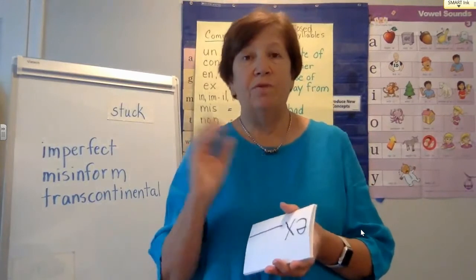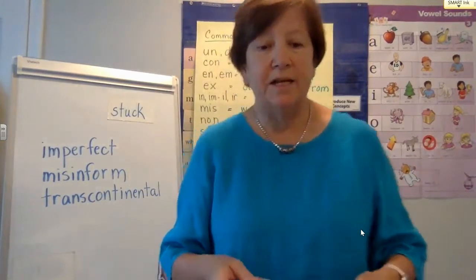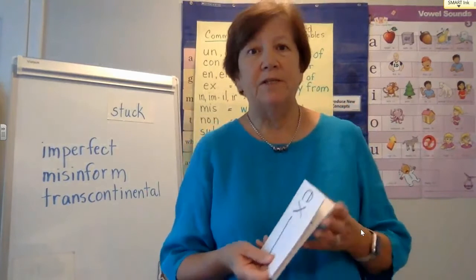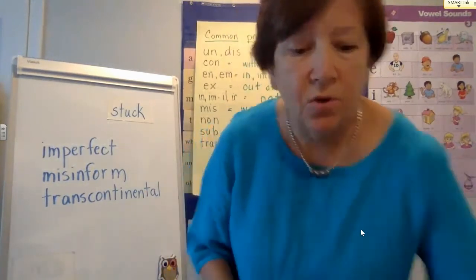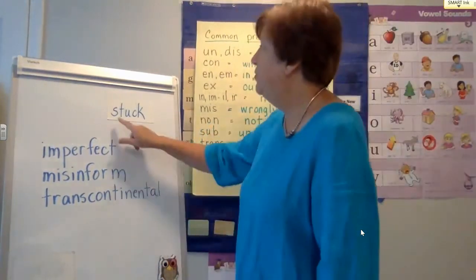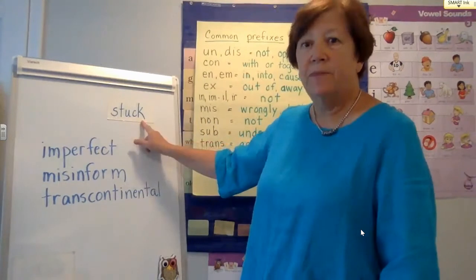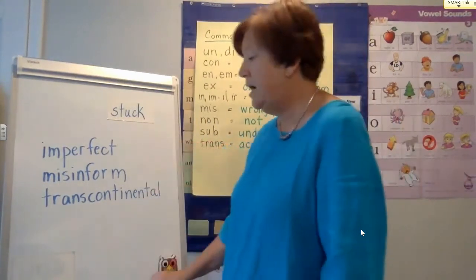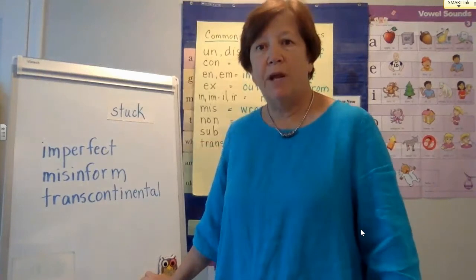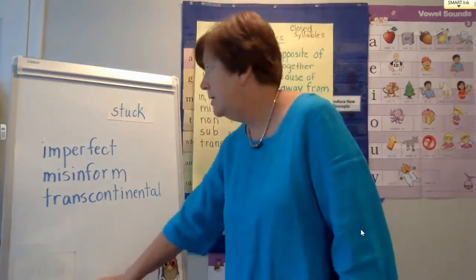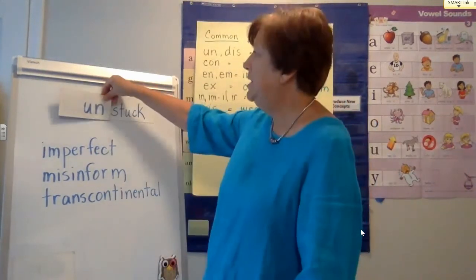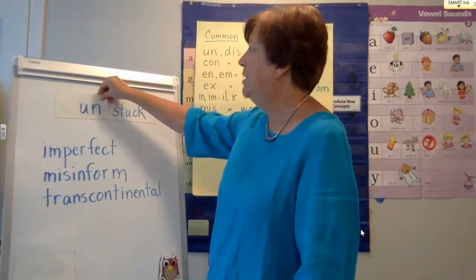Those are our prefixes that are all closed syllables. They all have that short vowel and they're closed in by a consonant. And remember that these prefixes all have meaning. So for instance, I have the word stuck here. And if I want to add the prefix un, where would I put that? Right, I put it at the beginning of the word, right in front of the word stuck.